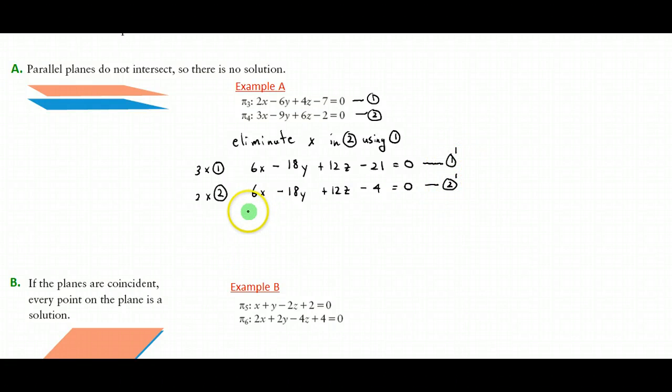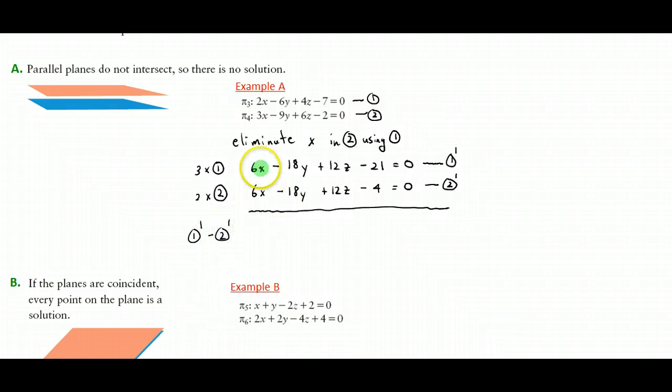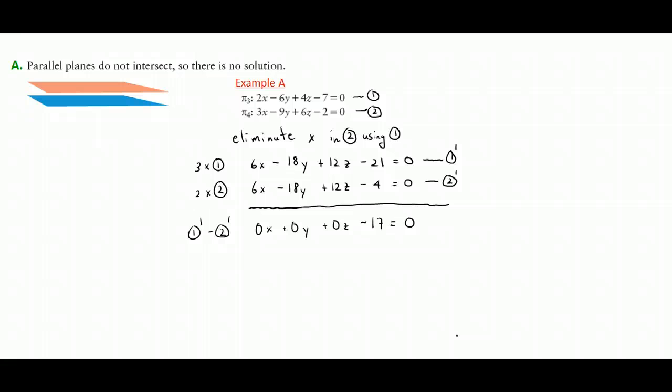So my next step is to subtract these equations to eliminate the x variable. So I'll have 1 prime minus 2 prime. Notice what happens here. I eliminate the x term, but because the normal vectors were parallel, I end up eliminating the y term and the z term. And so all of this becomes 0. I end up with 0x plus 0y plus 0z. And then when I subtract the d values, or just the constant term, I have minus 21 minus minus 4, which is minus 17. And that's all equal to 0. So I end up with an equation that's all zeros for the variables, and a minus 17 is equal to 0.